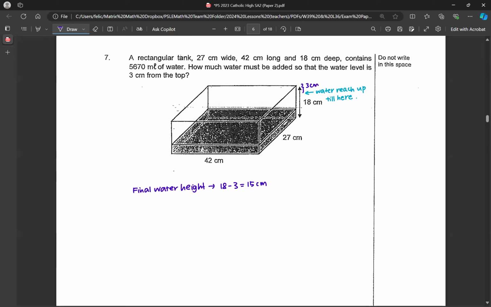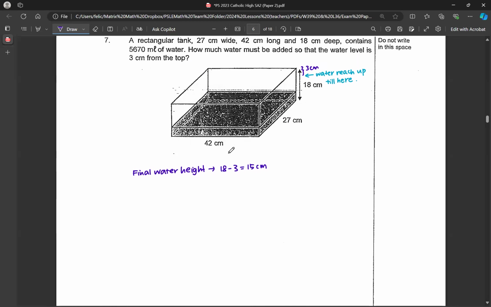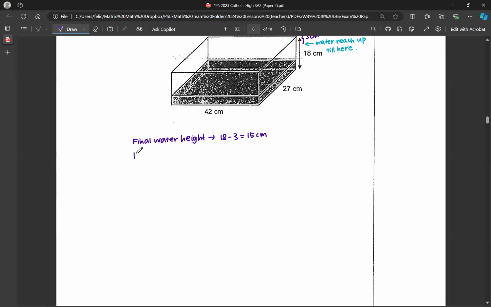Now with this 15 cm height, the breadth of 27 and the length of 42, I can find out the final water volume, which is my length times the breadth times the final height of water. So this will be 17,010 cm cube, cm3, cubic centimeters.